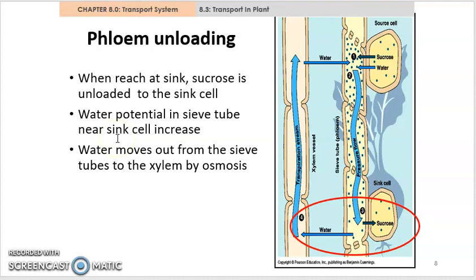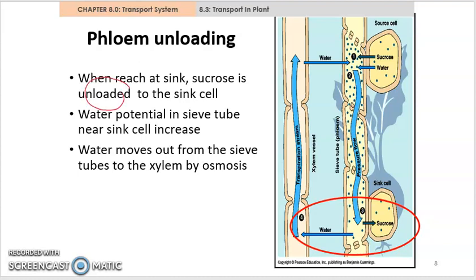Okay, so the last one is phloem unloading. So when reach at sink, maksudnya bila sucrose ni dia dah reach sink, dia dah sampai dekat sink. So what happens? Sucrose is unloaded to the sink cell. Maksudnya tadi daripada source to the sieve tube, sucrose is loaded kan? Sucrose akan masuk dalam sieve tube. Tetapi in phloem unloading, when the sucrose has already reached the sieve tube near the sink, so what happened to the sucrose? Sucrose is unloaded. Perkataan yang kita guna adalah unloaded to the sink cell.